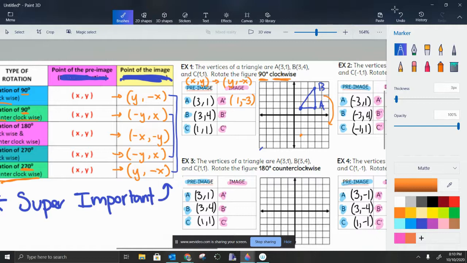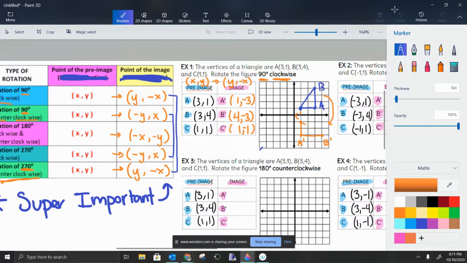Let's go ahead and do the other points. So 3, 4, I flip the order of the numbers. So I now have 4, 3, and I change the sign of the second number. And then 1, 1, I flip the order of the numbers, which doesn't matter in this case, and I change the sign of the second number. So 4, negative 3 is here, and then 1, negative 1. So this is A prime, this is B prime, and this is C prime.